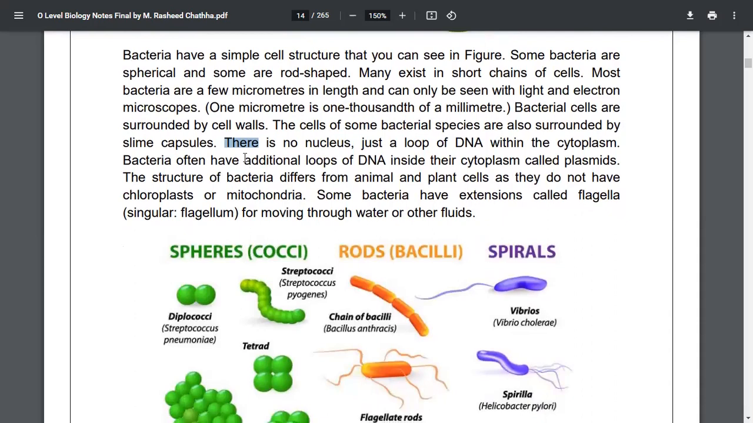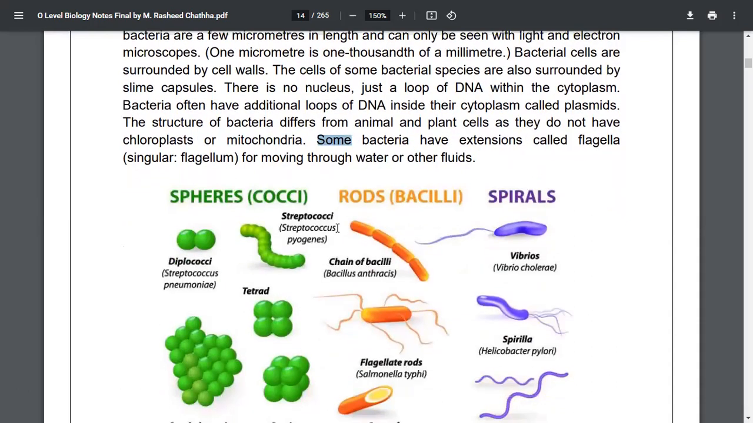There is no nucleus, just a loop of DNA within the cytoplasm. Bacteria often have additional loops of DNA inside their cytoplasm called plasmids. The structure of bacteria differs from animal and plant cells as they do not have chloroplasts or mitochondria. Some bacteria have extensions called flagella, singular flagellum, for moving through water and other fluids.